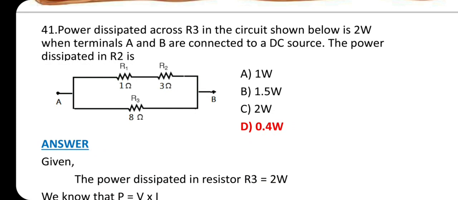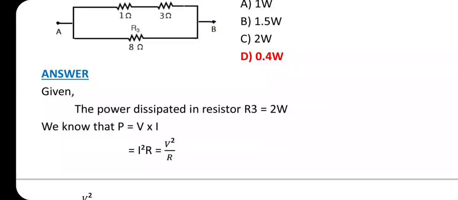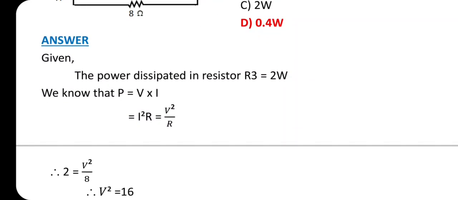Question number 41. Power dissipated across R3 in the circuit shown below is 2 watt. When terminals A and B are connected to a DC source, the power dissipated in R2 is, answer is option D, 0.4 watt. Given the power dissipated in resistor R3 equal to 2 watt, we know that P equal to V into I, or we can use the other equations I square R or V square by R.